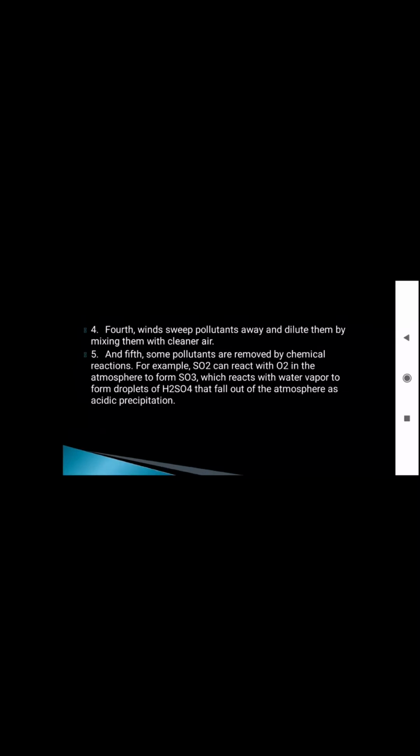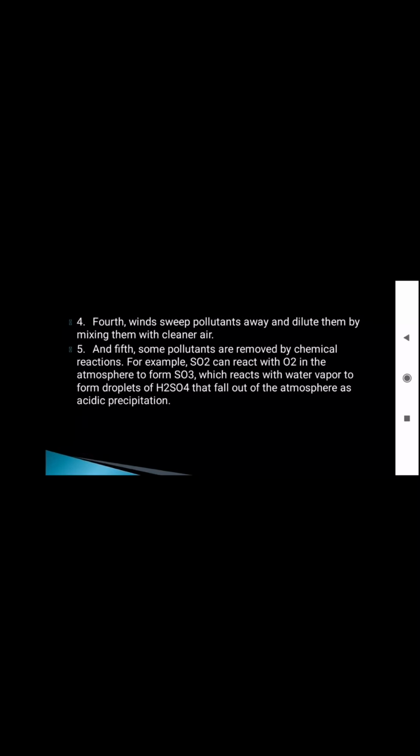Spray from the ocean washes out many pollutants from air that flows from land over the oceans. The fourth one is winds, which sweep pollutants away and dilute them by mixing them with cleaner air. And the fifth one is that some pollutants are removed by chemical reaction. For example, SO2 can react with O2 in the atmosphere to form SO3, which reacts with water vapor from droplets of H2SO4 that fall out from the atmosphere as acidic precipitation.